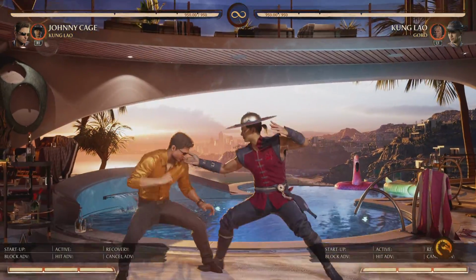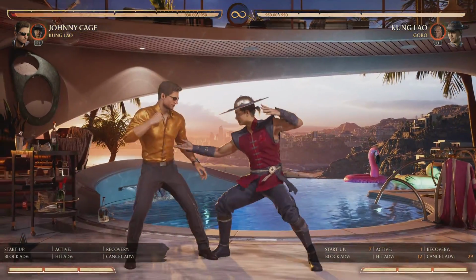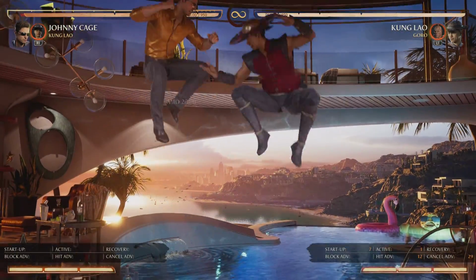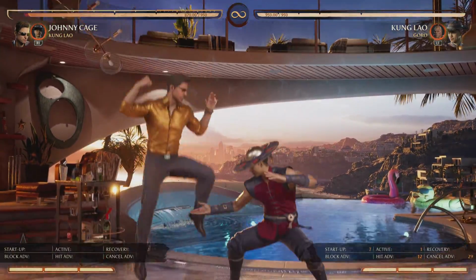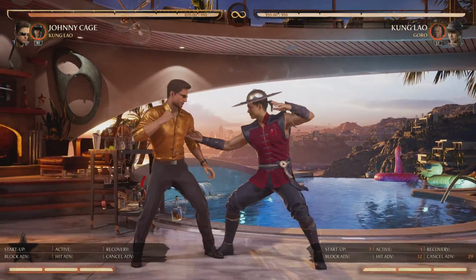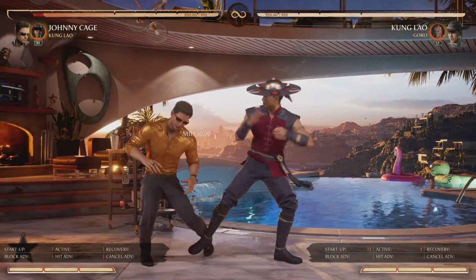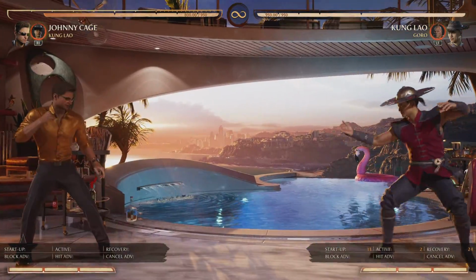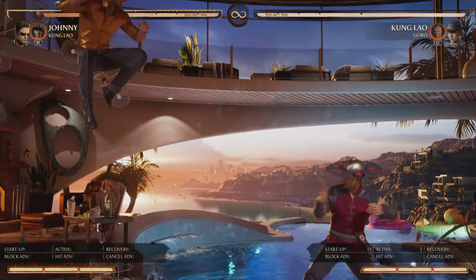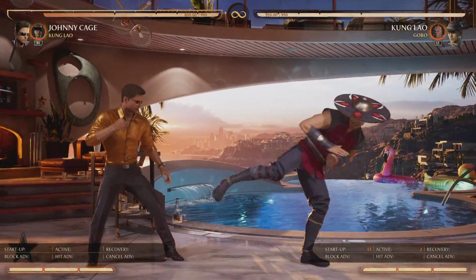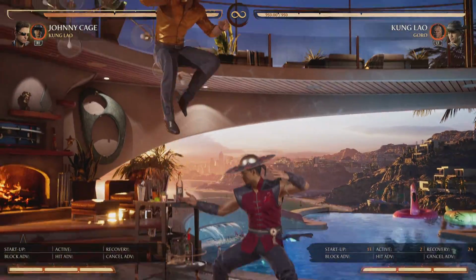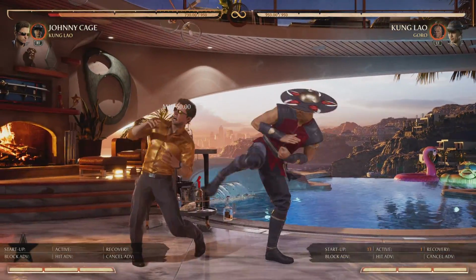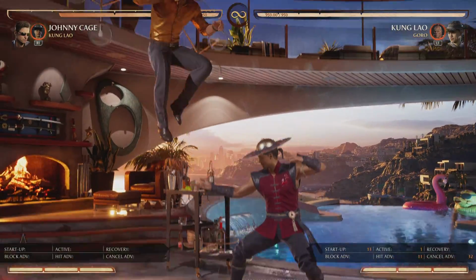So as you can see, Kung Lao's down 1 is +12 on hit, which means I can move 12 frames faster than the opponent. Now the reason this is important is because you can now jail things. Even though Kung Lao's mid is 13 frames, which is slower than 12, it's technically coming out in 1 frame, because you are +12 frames of advantage doing a 13 frame move immediately.